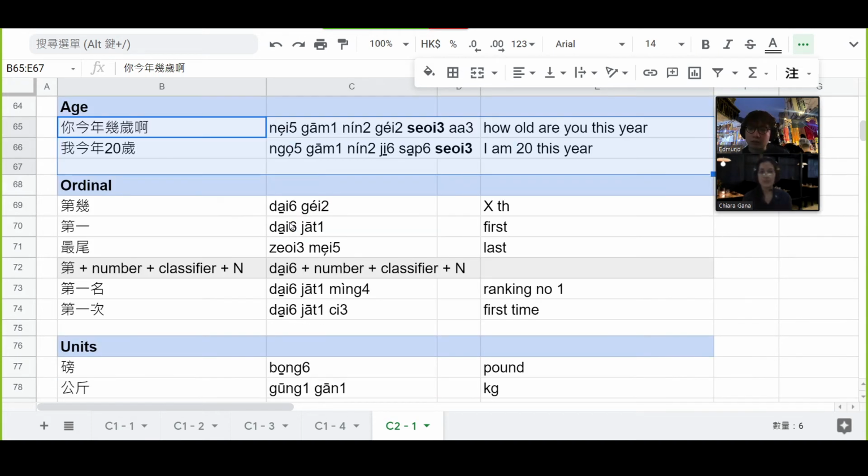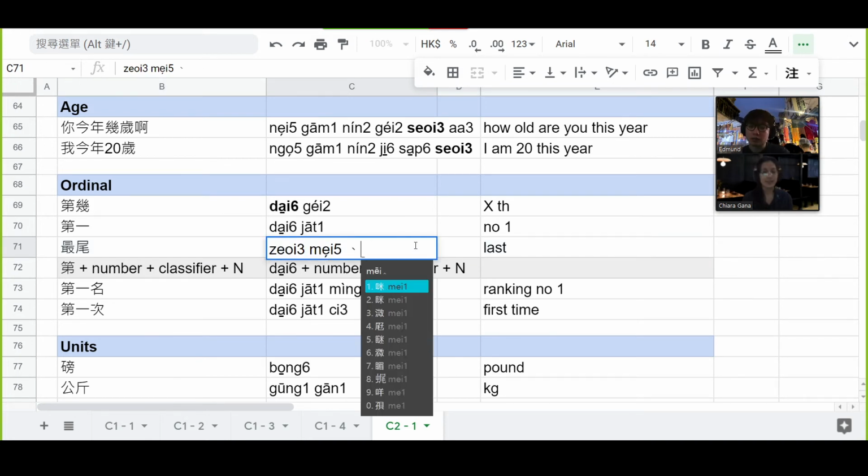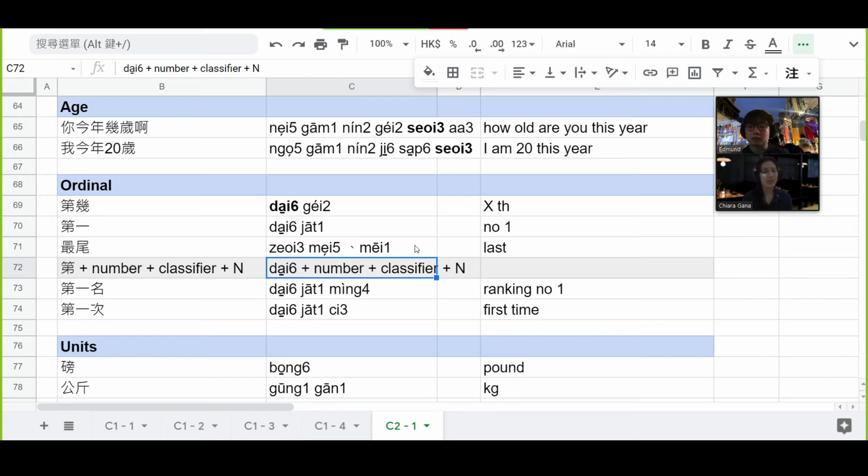And the ordinal numbers in Cantonese are like this. We add a 第 before the numbers. For the question word, of course, we use 幾, so we substitute the number with 幾. 第幾 means which number. First will be 第一, which is like number one. But if, for example, you want to say let's do this one first, some people say 最尾. 尾 means last one.